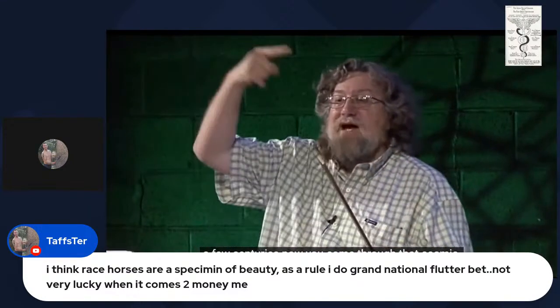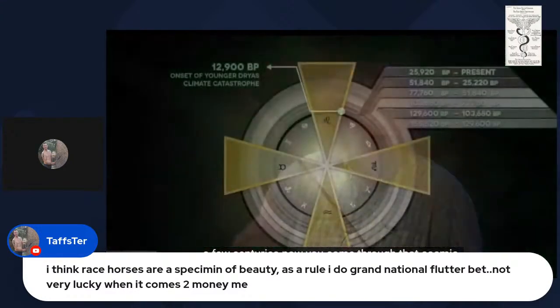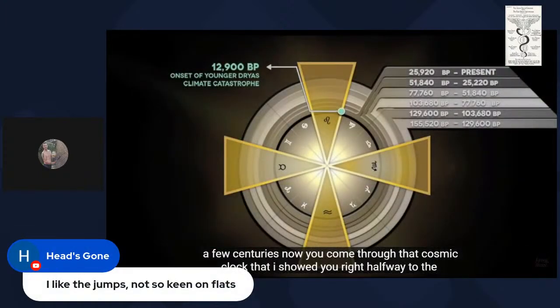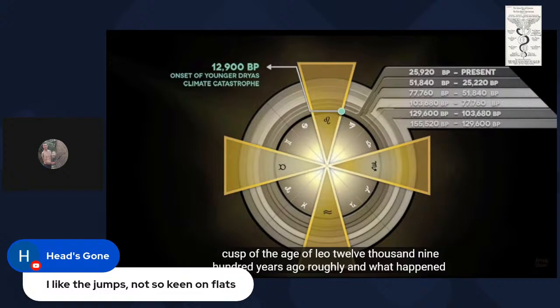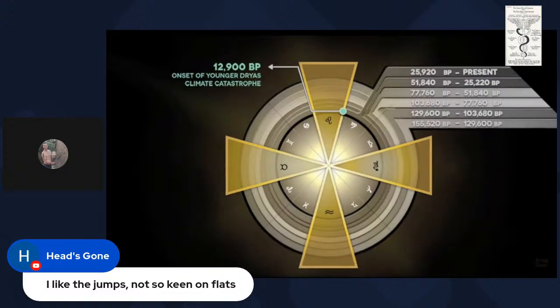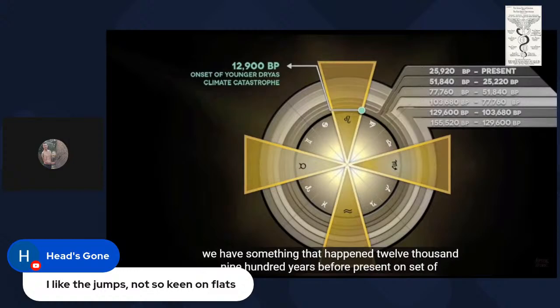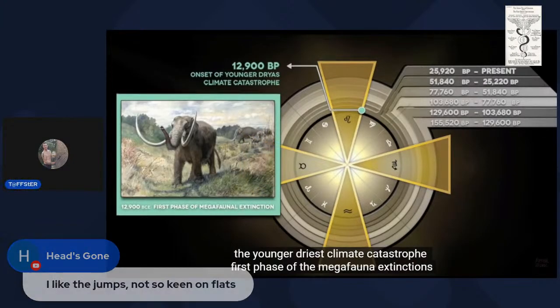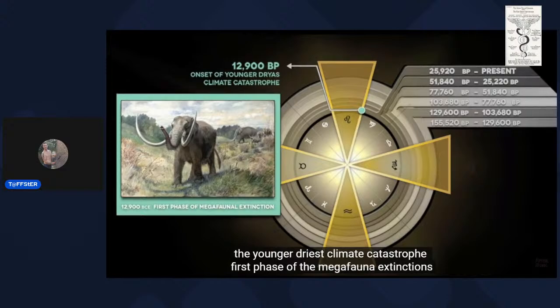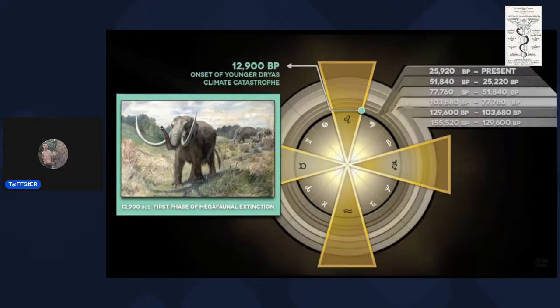Now, you come through that cosmic clock that I showed you, right? Halfway to the cusp of the age of Leo, 12,900 years ago, roughly. And what happened? We have something that happened 12,900 years before present, onset of the Younger Dryas climate catastrophe, first phase of the megafaunal extinctions.